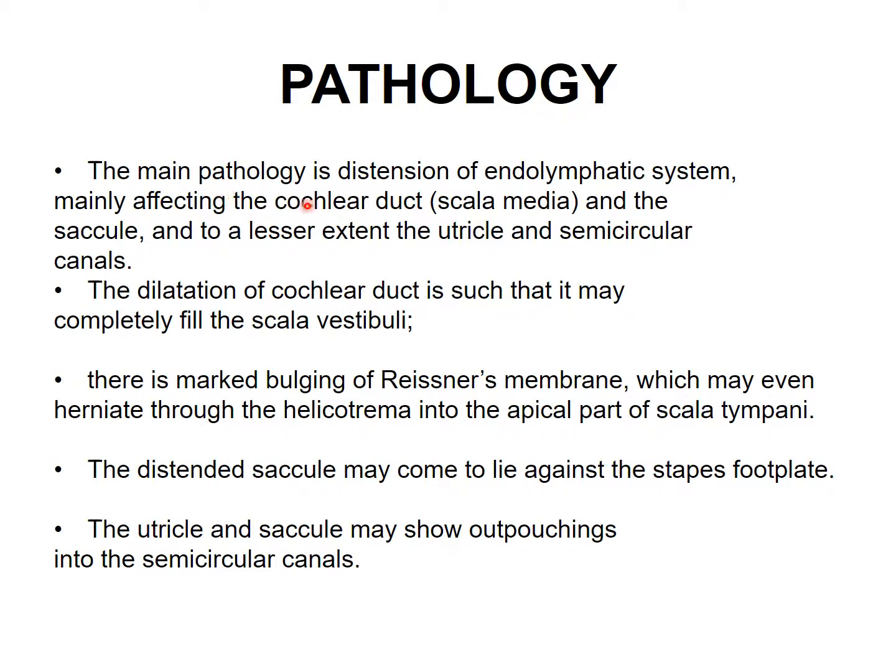Pathology. The main pathology is distension of the endolymphatic system, mainly affecting the cochlear duct, scala media, and the saccule, and to a lesser extent the utricle and the semicircular canal. The dilatation of the cochlear duct is such that it may completely fill the scala vestibuli.